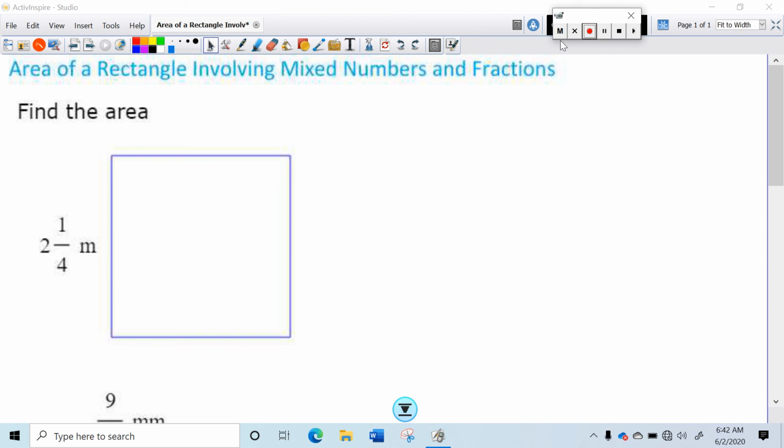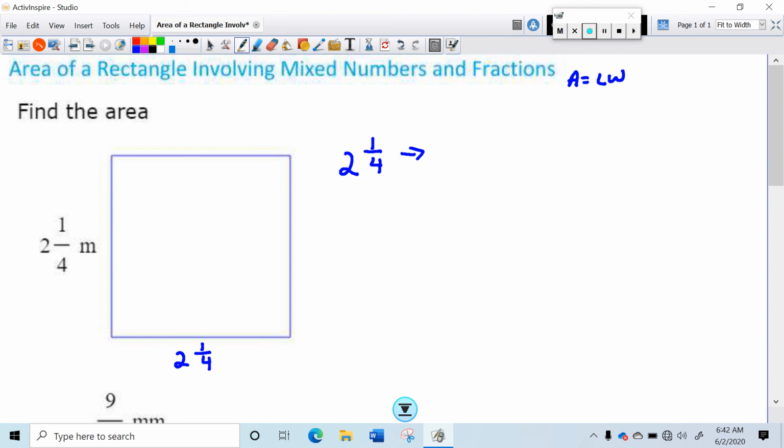The area of a rectangle is area equals length times width. Now the first shape is actually a square, and I know that because they only gave me one side. So a square is a special rectangle. You can still do it the same way, length times width. However, these are mixed numbers and you want to change them to improper fractions.